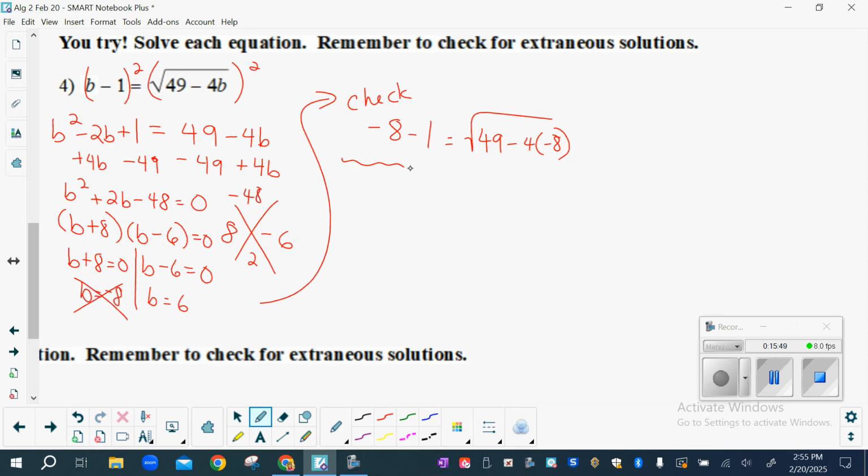Let's check the 6. So we get 5 equals square root of 49 minus 24. What's 49 minus 24? 25. Square root of 25 is 5. So it works. So b equals 6 is our answer there. So again, this negative 8 is extraneous. Okay, let's stop there.